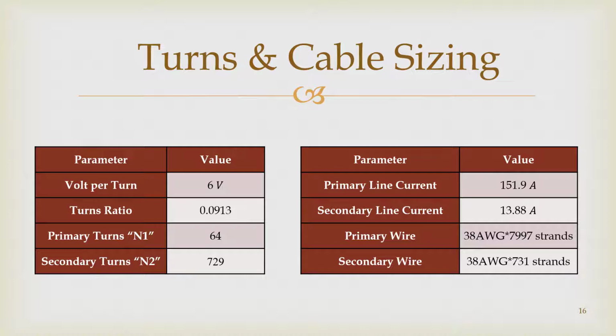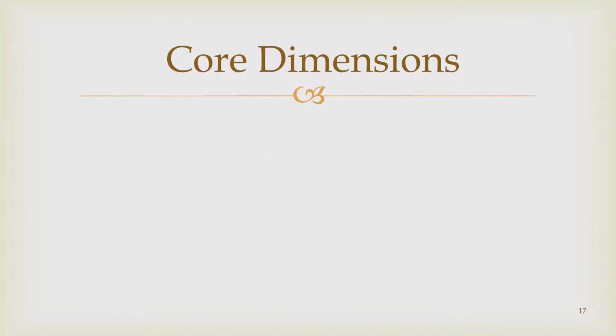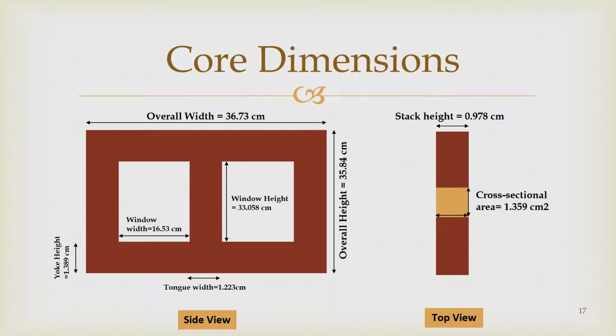Now after the completion of this part, we proceeded to the core design. First of all, I would like to mention that this drawing is not accurate to scale, just for the purpose of illustration. Regarding the core dimensions, we obtained an overall width of about 36.7 cm, overall height of about 36 cm, while the thickness is about 1 cm. Of course, more details are shown here, such as the window dimensions, tongue width, and yoke height.